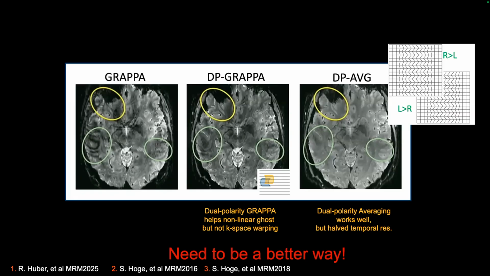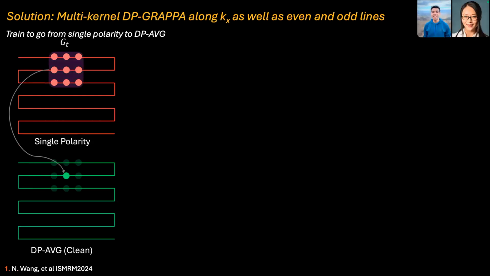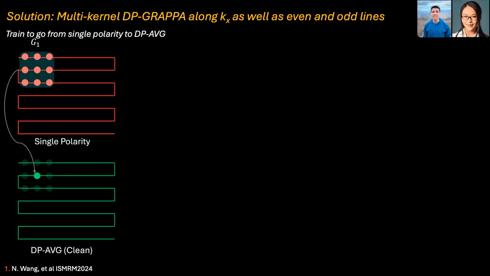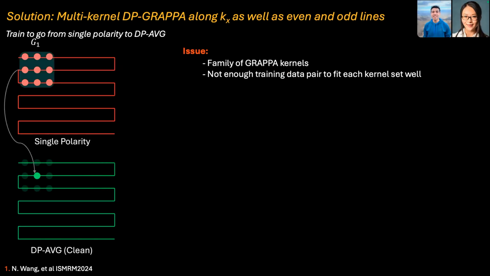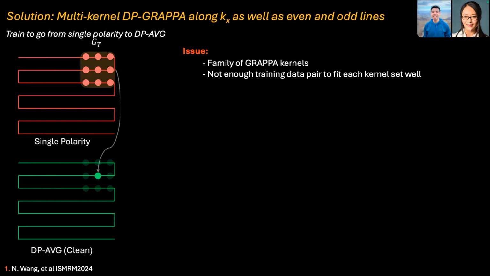Inspired by John's work on dual polarity GRAPPA, can we actually not only have a GRAPPA kernel for the even and odd lines, but also different GRAPPA kernels along the Kx direction, and then use the same fitting where we're going from the single polarity data to the dual polarity averaged clean data, so that those GRAPPA kernels can clean out the field imperfection as well? So this should work, but now you have a family of GRAPPA kernels. Instead of two, you will have two 300s. And there's not enough training data pairs for each kernel because there is only one Kx position per kernel. So this is going to be tough.